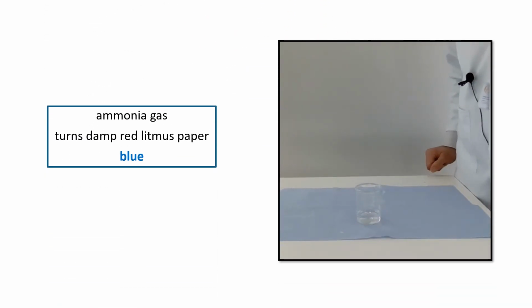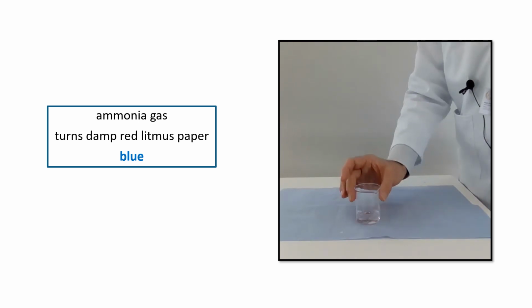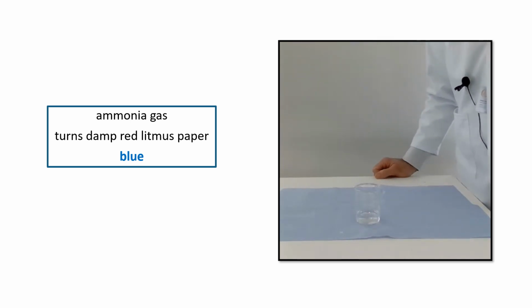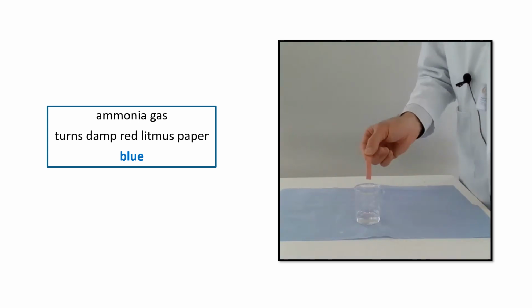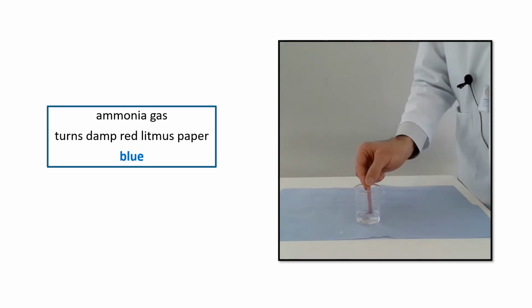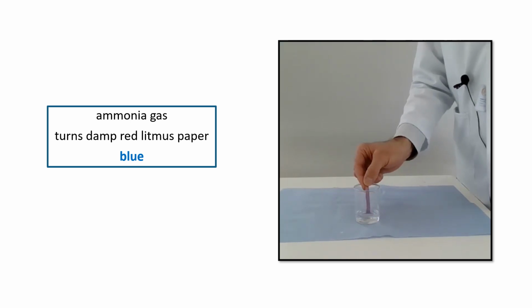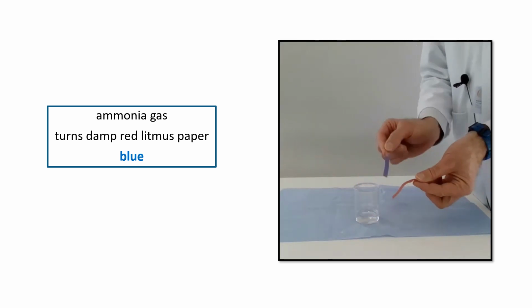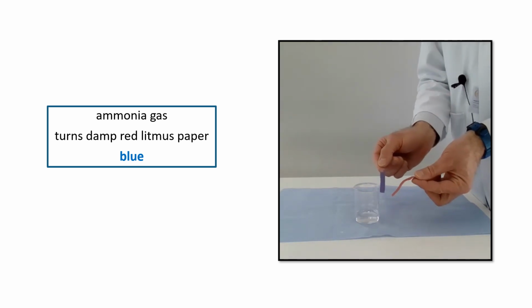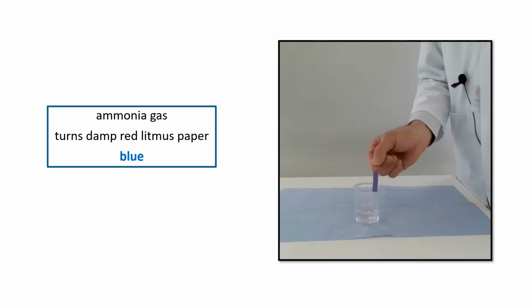For ammonia, I have a source of ammonia gas here, reacting solutions producing ammonia. We take damp red litmus, hold it in our source of ammonia, and you will see if we compare the two, that damp red litmus has been turned blue. So ammonia turns damp red litmus blue.